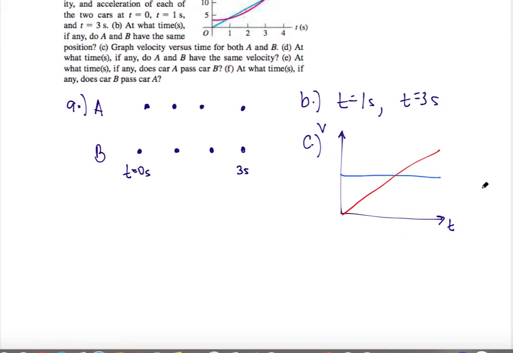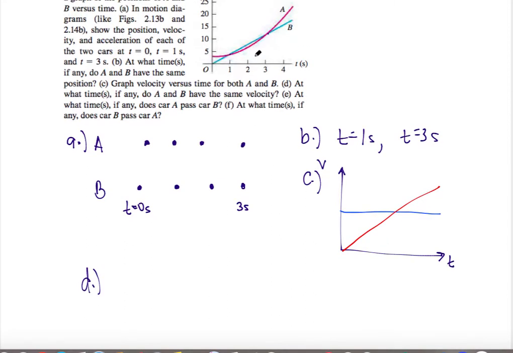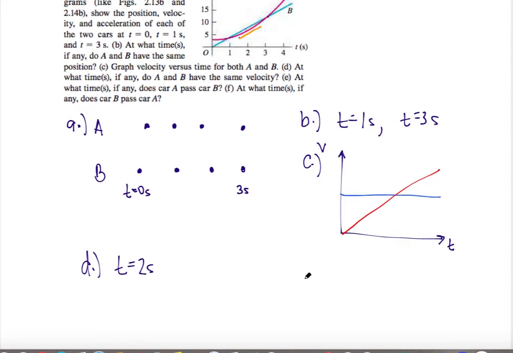Then D says, at what times do they have the same velocity? So D would be when these two intersect. If I look at my graph, the implication is that these will have the same velocity when their slopes are equal. So if I were to draw a tangent line at about 2, that would be when the tangent line would be parallel to graph or line B. So I would say that approximately at t equals 2 seconds is when these cars have the same velocity.